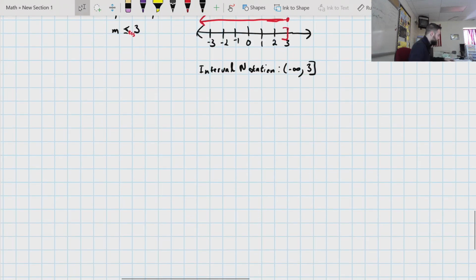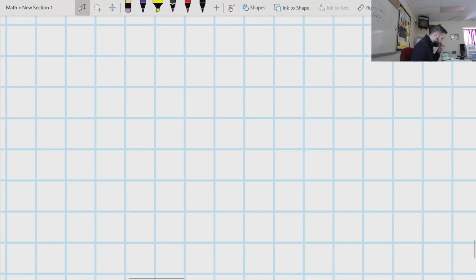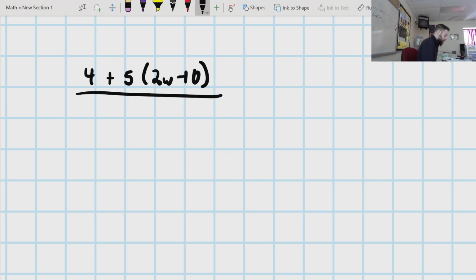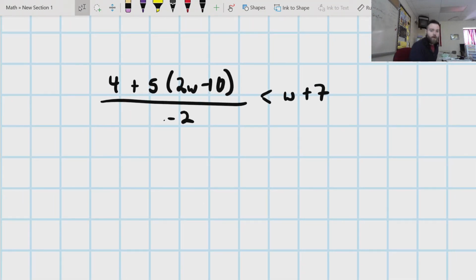And I think we're going to do one more example, and I'll call it a day. And I'm going to do a really hard one. So let's say I've got a really nasty one. 4 plus 5 times 2w minus 10 all over negative 2 is less than w plus 7. And I want to find the interval notation for this guy. So I encourage you to pause the video and then try it out on your own. So hopefully you've had a pretty good go at it.